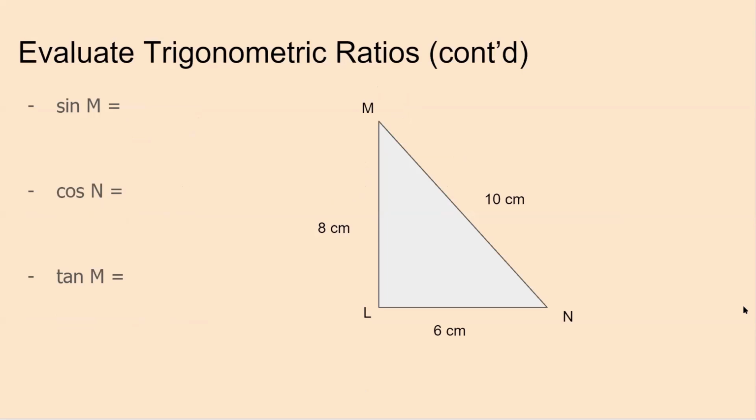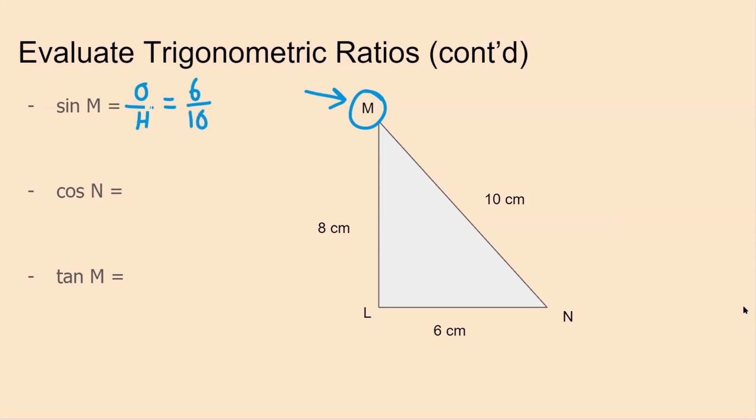So we're going to start off with the sine of m, which is this angle. We want to find out what this angle is. So what we do is we use the sine ratio. The sine ratio, if you remember, is opposite over hypotenuse. Now this time we actually have numbers to input. So the opposite is 6 centimeters, and the hypotenuse is 10 centimeters.